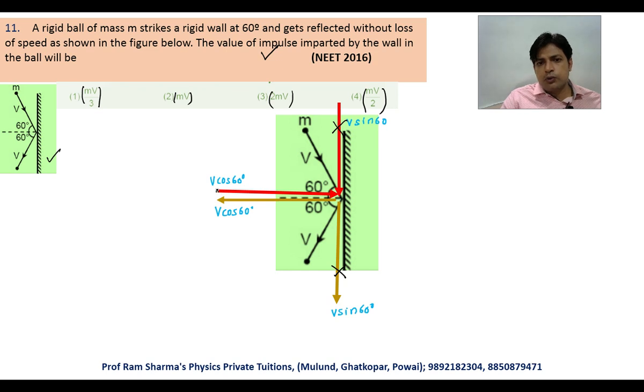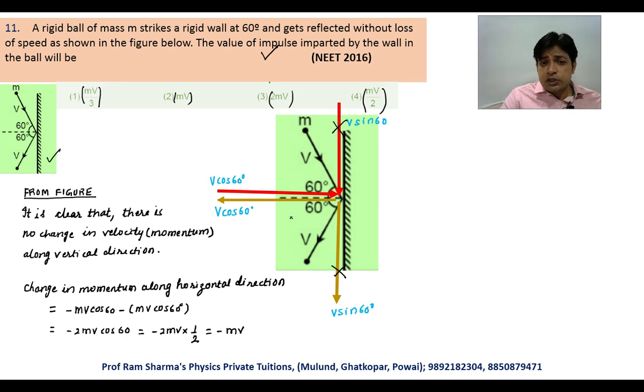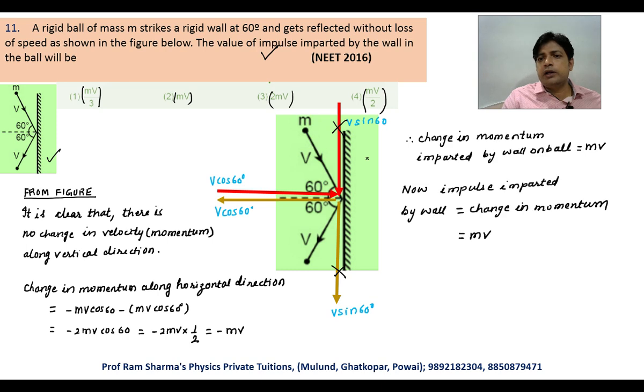However, if you talk about the horizontal component of velocity, initially it was v cos 60 and now it is opposite in direction, so I'll call it minus v cos 60. So there is a change in the momentum in the horizontal direction, that is minus 2mv cos 60, that is minus mv, right? Now this is the change in the momentum of the body. So the change in momentum imparted by the wall will be just mv by Newton's third law, and we know that the impulse is always equal to change in momentum. So this is the final answer.